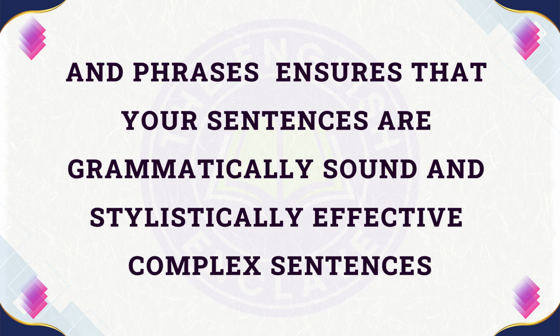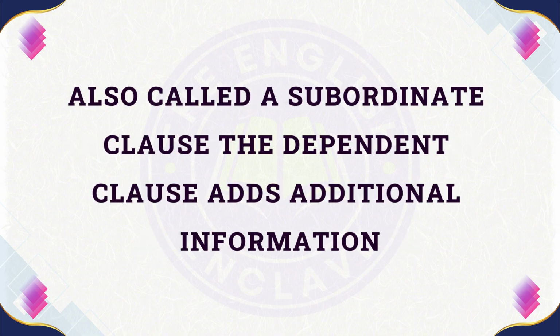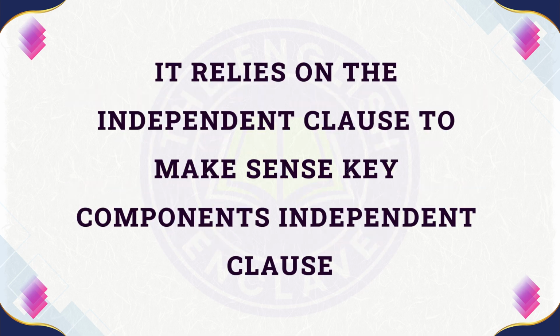Complex sentences. A complex sentence contains one independent clause and at least one dependent clause, also called a subordinate clause. The dependent clause adds additional information but cannot stand alone as a complete sentence because it doesn't express a full thought. It relies on the independent clause to make sense.